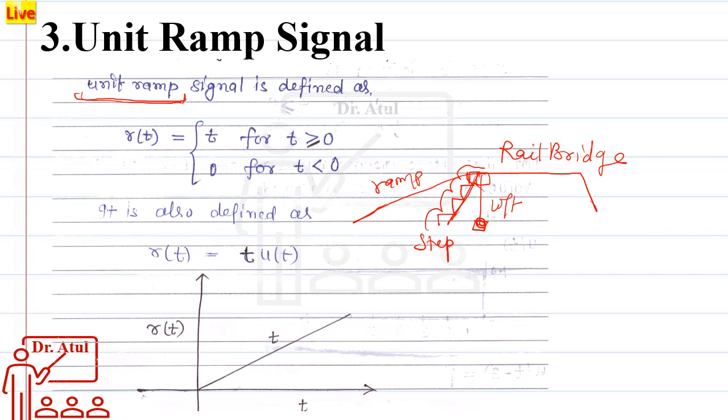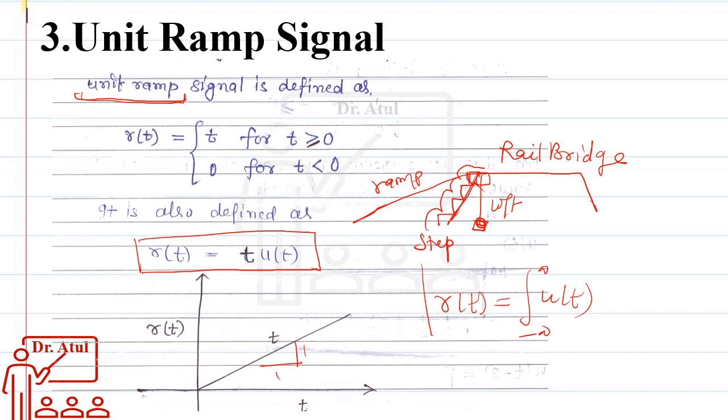A ramp signal is represented by t. Its slope is 1. For t greater than 0 it is t, and for t less than 0 it is 0. At 0 its value is 0. So r(t) can be written as t times u(t). Or you can write r(t) as the integration of u(t) from minus infinity to plus infinity. So r(t) can be obtained by the integration of the unit step signal.